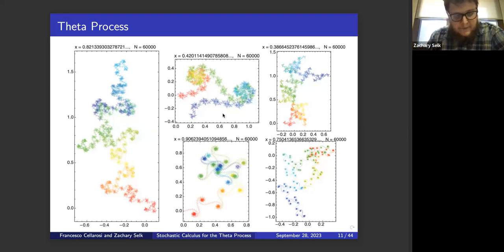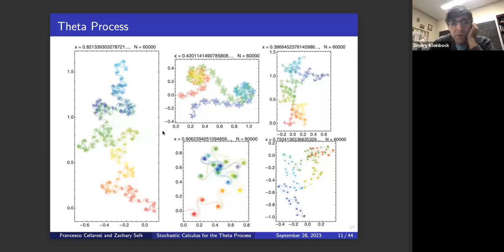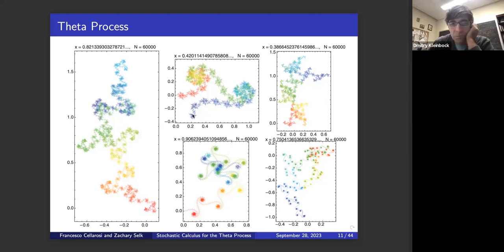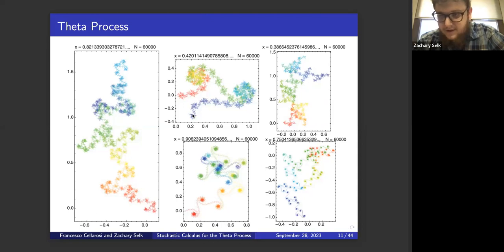So what's the meaning of the colors? It's just where it starts and where it ends. So I think it starts at blue and then ends at red. Or the other way around, starts at red and then goes to blue. It's just for the time.